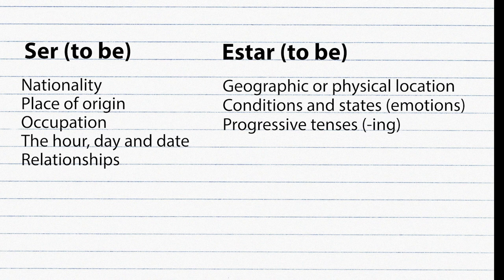The verb ser is used to talk about nationality, place of origin, occupation, time and dates, and relationships. The verb estar is used to talk about geographic or physical locations, conditions and states like emotions that are temporary, and is used in progressive tenses. We will talk about the progressive tenses later on.